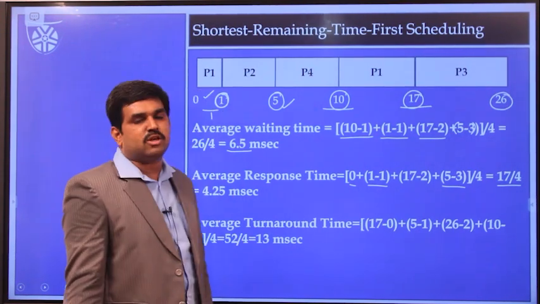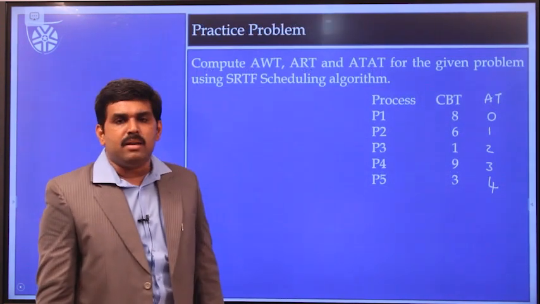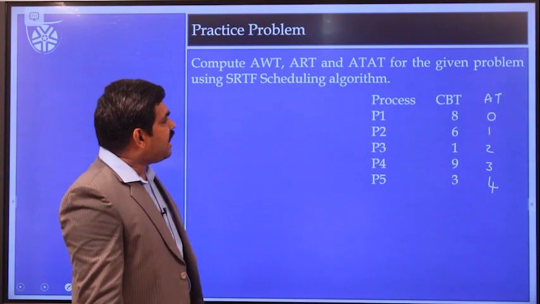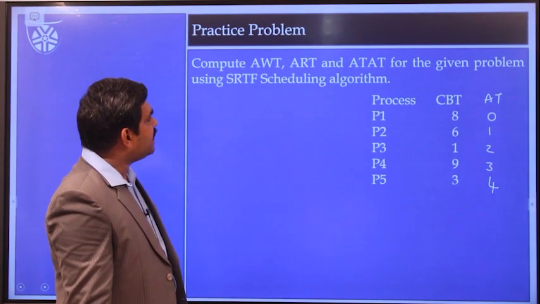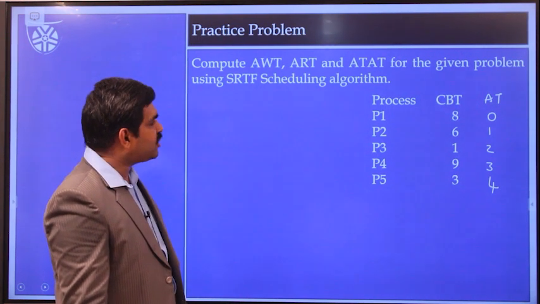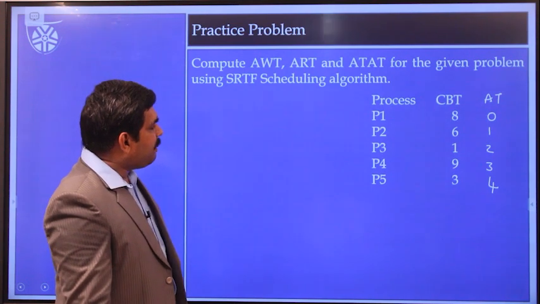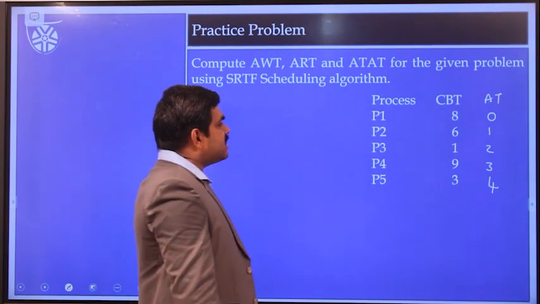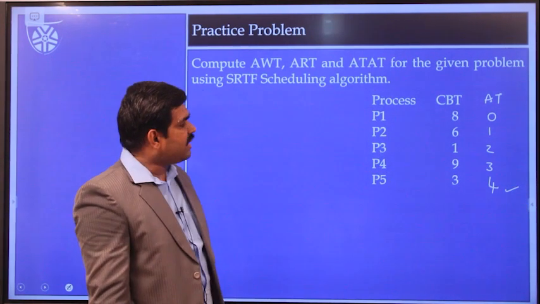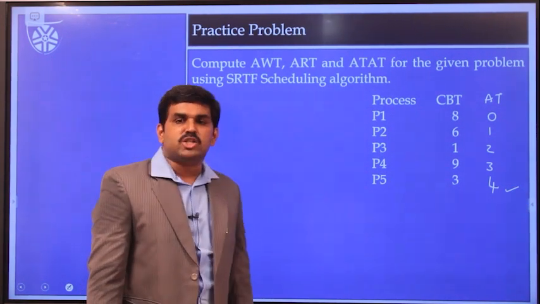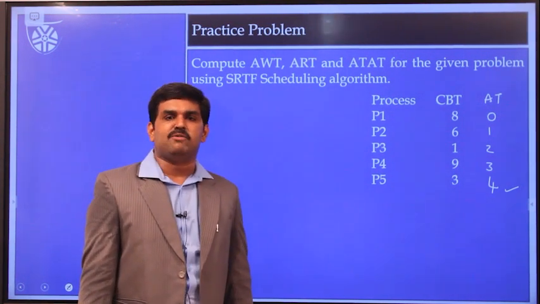Likewise, the turnaround time is also computed for the given problem. Students, you have been given a small example. You are requested to compute the average waiting time, average response time and average turnaround time for the given problem using the shortest remaining time first scheduling algorithm. Here the processes are P1, P2, P3, P4 and P5. The arrival times are 0, 1, 2, 3, 4 respectively, and the CPU burst times are 8, 6, 1, 9, 3 respectively. We can construct the Gantt chart. According to the Gantt chart, you can compute the waiting time, response time and turnaround time for each process.